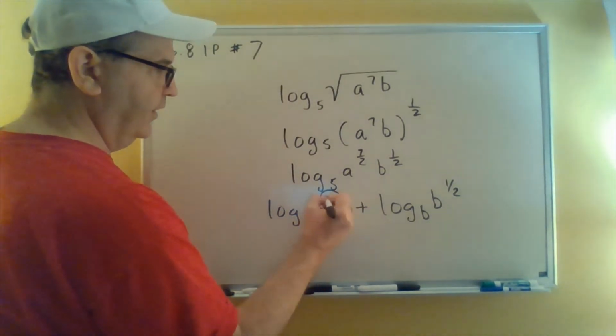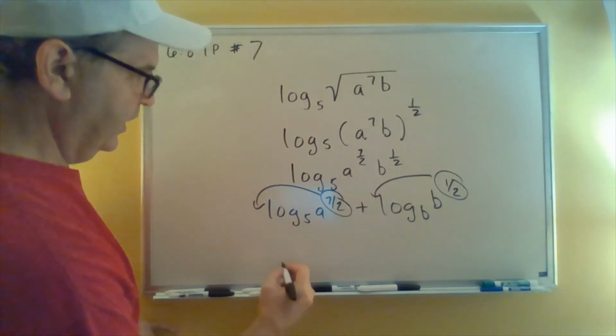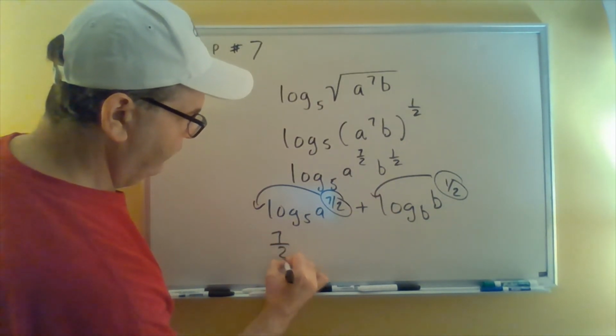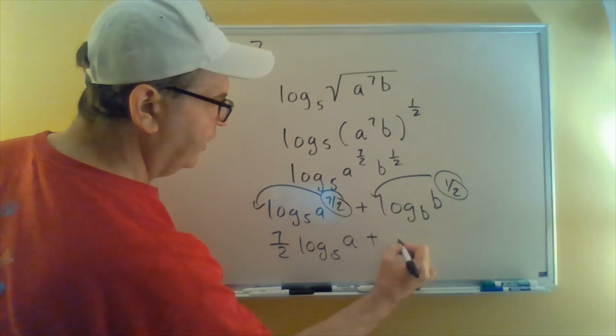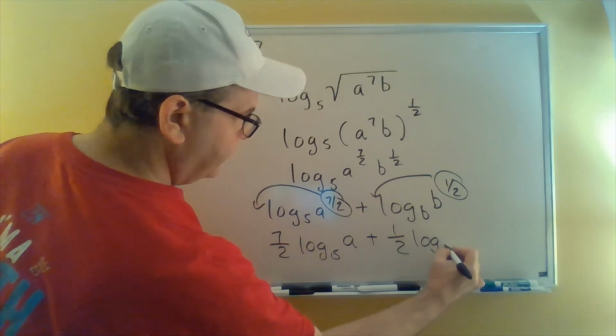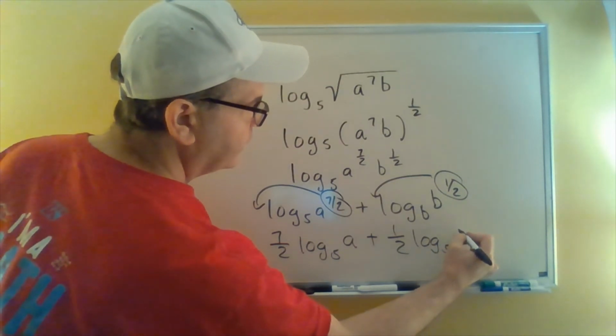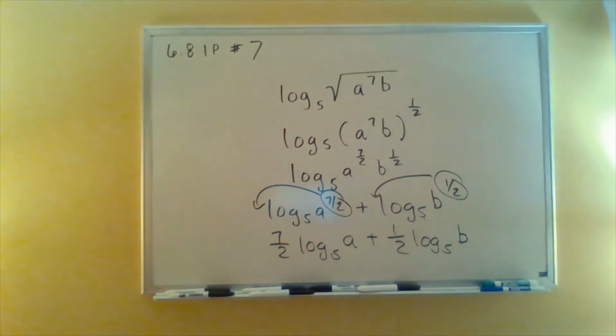Now I'm going to take these exponents and just move them out front using our power property. I'll end up with 7/2 times the log base 5 of a plus 1/2 times the log base 5 of b. This should be base 5 right here. Okay, so there is my answer for number 7. I have 7/2 times the log base 5 of a plus 1/2 times the log base 5 of b.